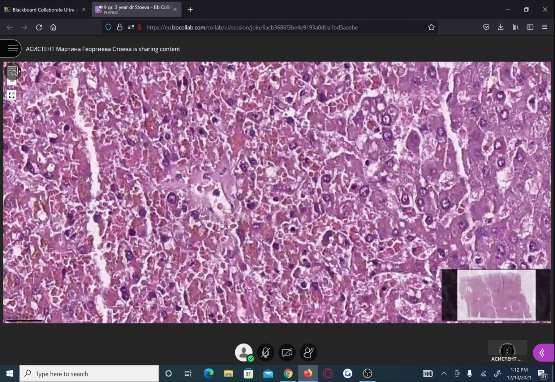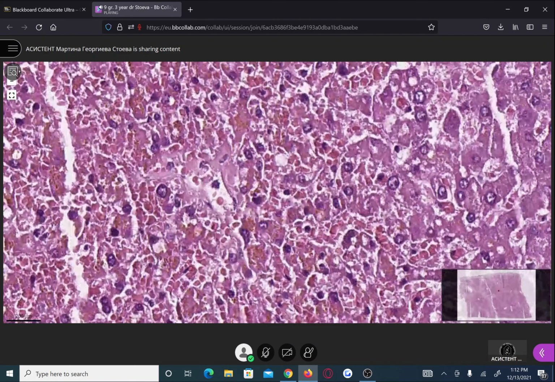Yeah, the most common cause of brown atrophy of the liver is cachexia. You know that this is an end stage of malnutrition or decreased fat tissue due to an end-stage tumor. Questions?